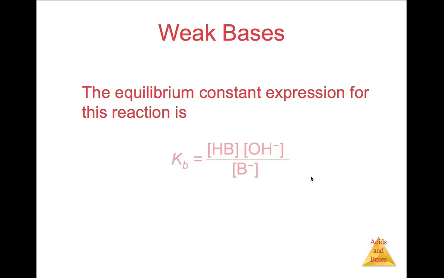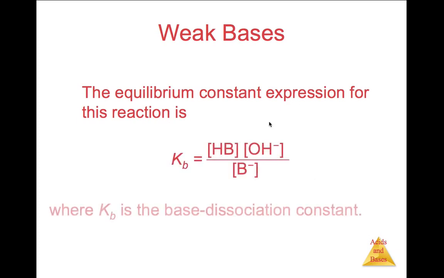The equilibrium constant expression for the reaction then is HB, the base that's formed on the right-hand side, and OH minus that's formed on the right-hand side, divided by B, where Kb is now called the base dissociation constant because it's for a base.